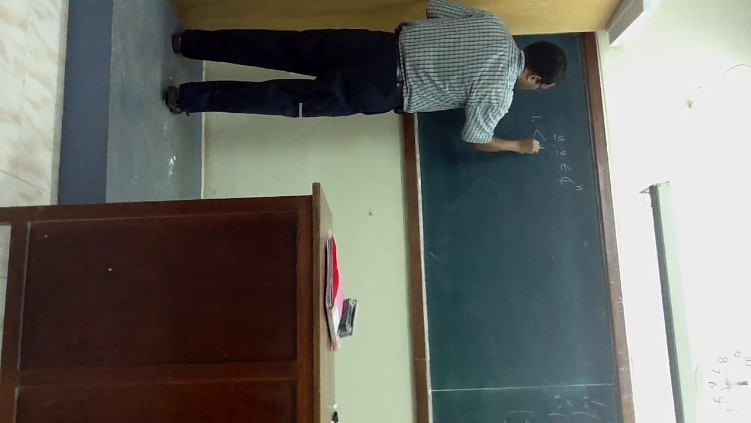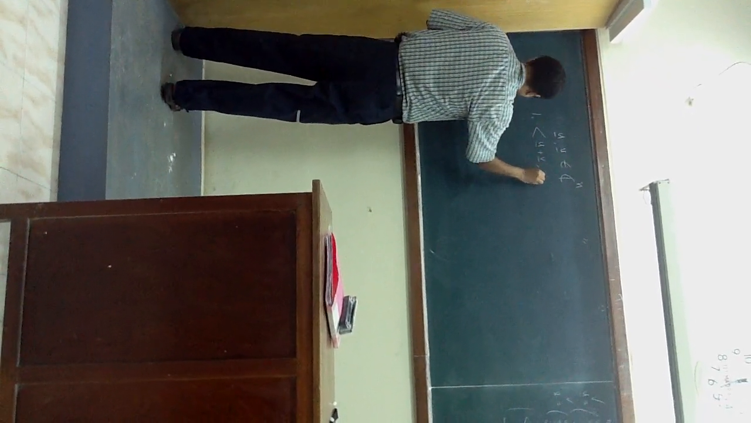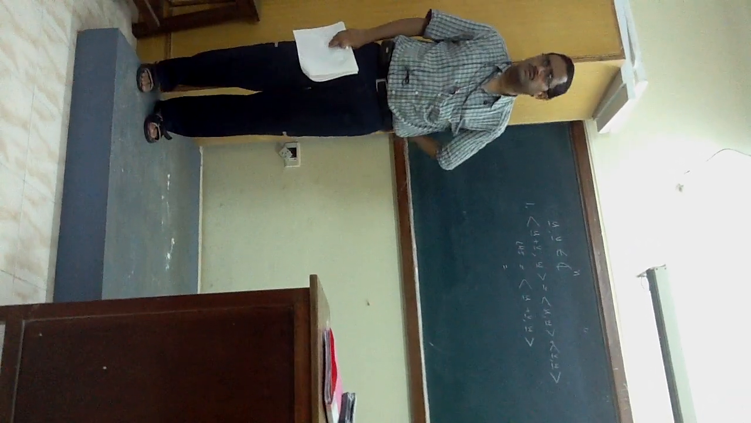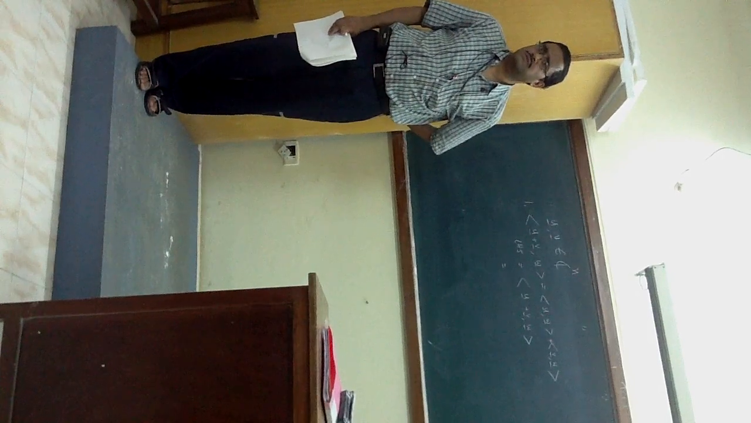First property: inner product of U plus V, W equals inner product of U, W plus inner product of V, W. How to prove it? Left hand side, U plus V, W. What should I write? Try to prove from definition. No need to have any picture. From definition, how to prove it?